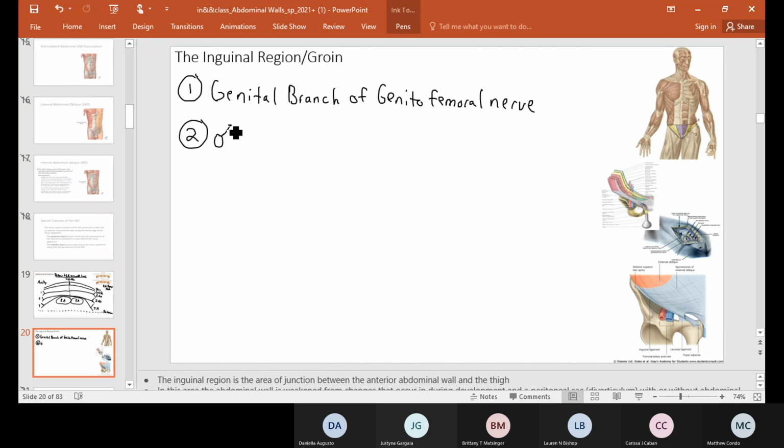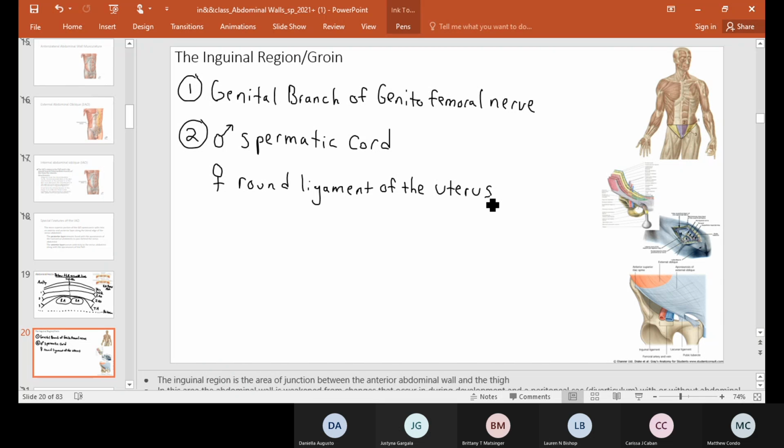in the male anatomy. So we're going to draw a little male symbol here. It's also going to contain the spermatic cord. In the female anatomy, it's going to contain the round ligament of the uterus.